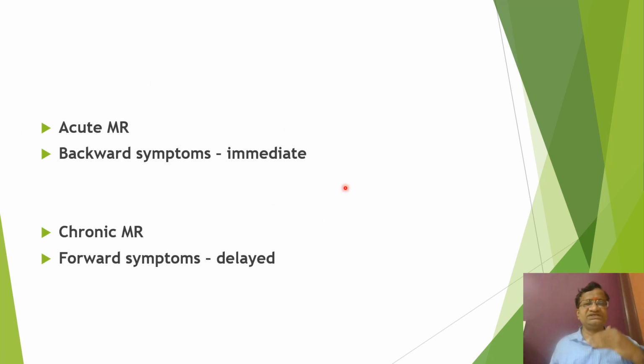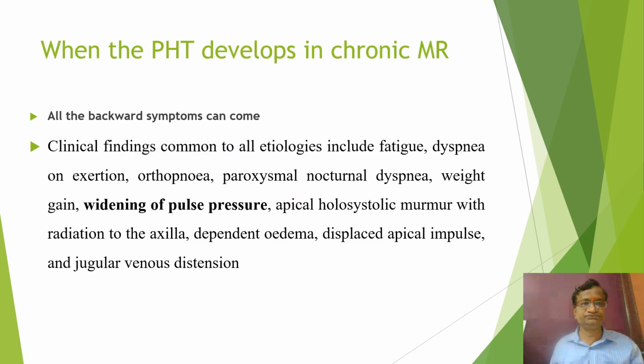In acute MR, backward symptoms are immediate, but in chronic MR, because LV dysfunction slowly starts, the output is not much. So the forward symptoms may predominate, like fatigue and all. And these patients get symptoms delayed, maybe 3-4 years, but in acute it is hardly a few hours. All the backward symptoms can come also in chronic. When the LA is dilated and it goes back, pulmonary hypertension develops, all these things. Yes, this can happen even in chronic MR, but that progress is insidious.